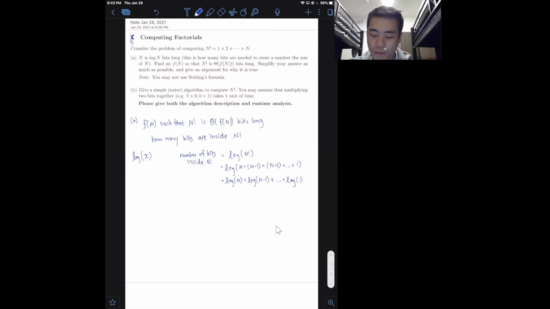So now we want to find a theta bound for the number of bits, right? We recall that we can find an upper bound and a lower bound. And if both the upper and lower bounds equal each other, then that provides us with a theta bound. So let's start by finding an upper bound.